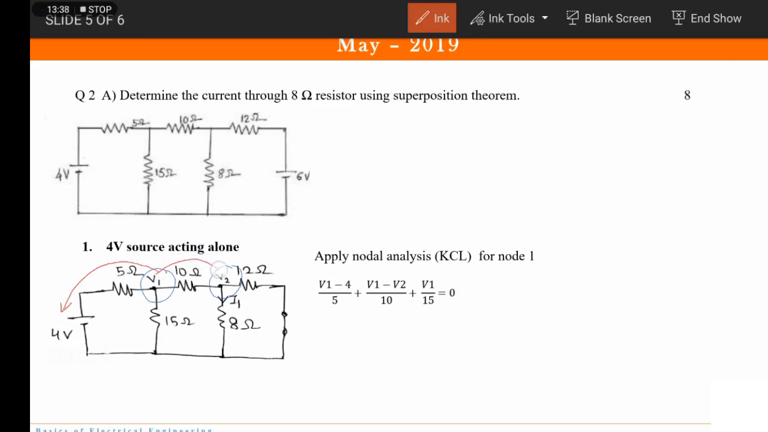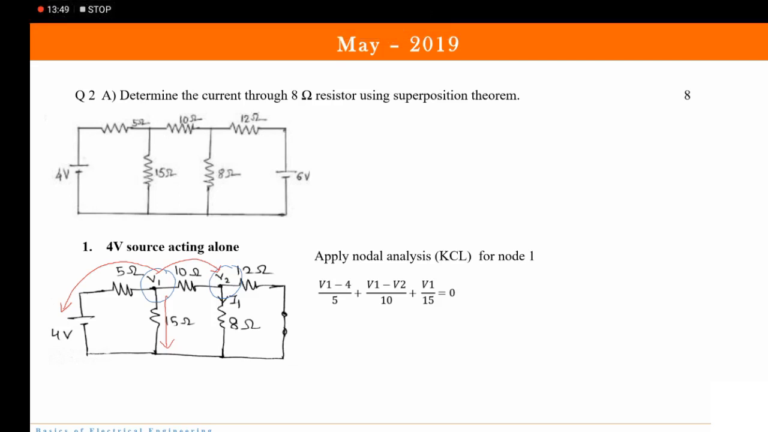The second is this path, so it is (V1 minus V2) upon 10. And the third is this path, so it is V1 upon 15, which becomes equal to 0. When we solve this equation, we get 11 by 30 V1 minus V2 upon 10 equal to 4 by 5.